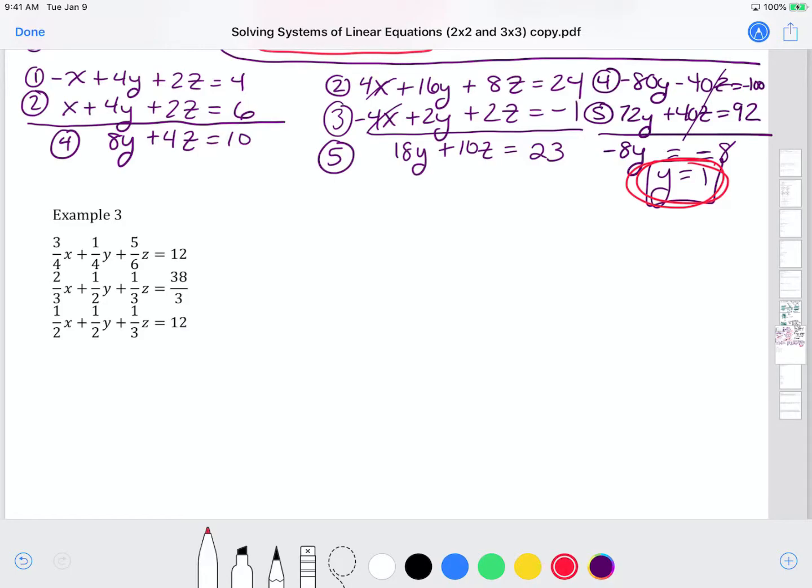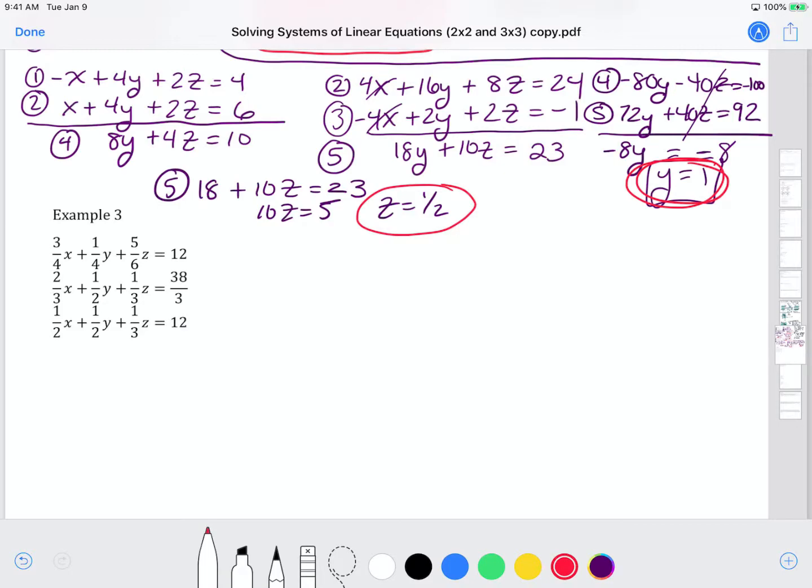So let's say I plug it into 5. So I'm going to take equation 5 and plug in. Do 18 times 1, which is 18, plus 10z is equal to 23. Then I'm going to subtract 18 from both sides. So I'm going to get 10z is equal to 5. So z is going to be 1/2. So here's my second value.